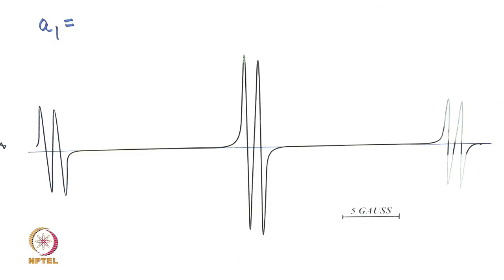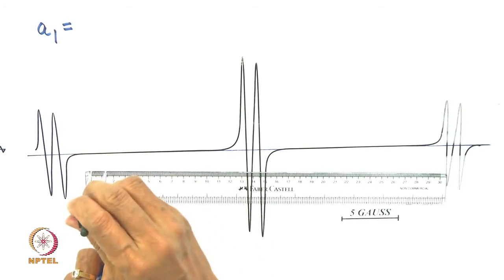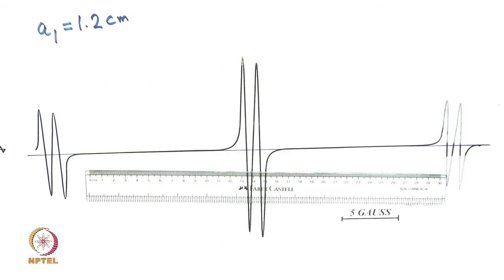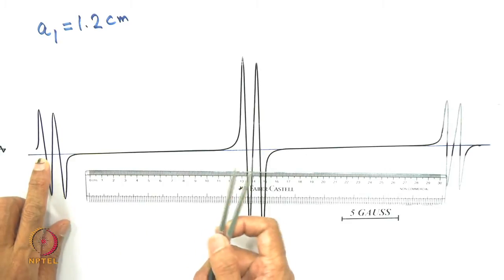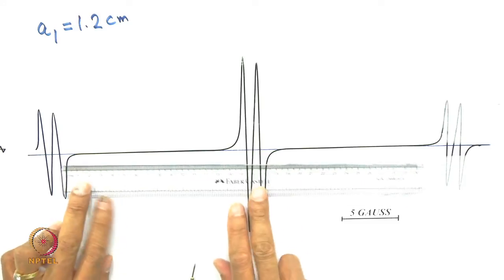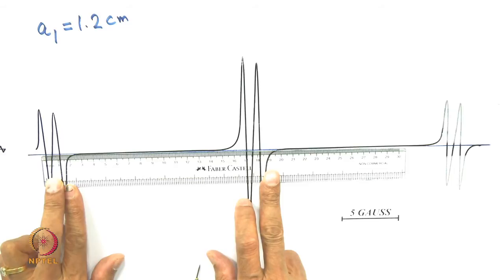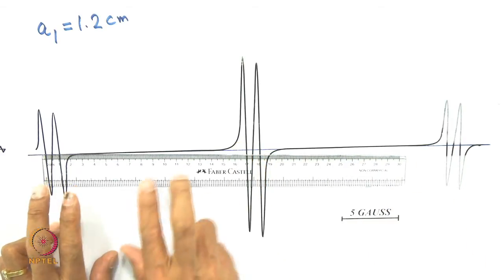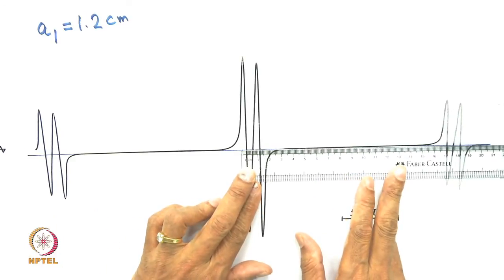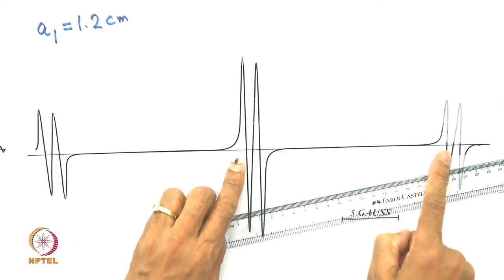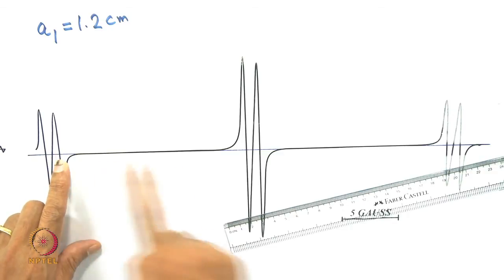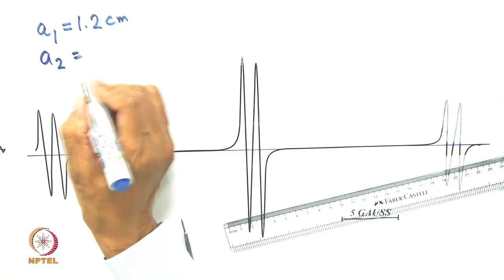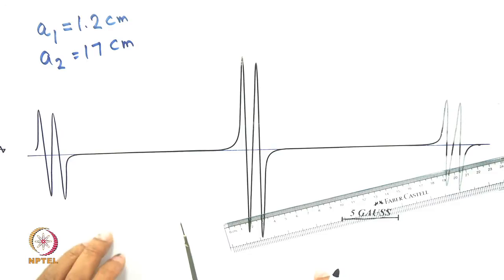Whose value is 1.2 centimeter. The next coupling constant will be between, let us say, one of these lines to the corresponding line of the other group. This is too big, I cannot measure here, so let us use the ruler. This gives me 0, this is 17 centimeter. So, if this is 17 centimeter, I should expect that between this and the next line should also be 17 centimeter. So, that is exactly what is seen here. The gap between these is the same as between those, and that is also the same as between this and this and this and this. So, 17 centimeter corresponds to another hyperfine coupling constant. Let us call it A2, which is 17 centimeter. So, we have got two types of nuclei.